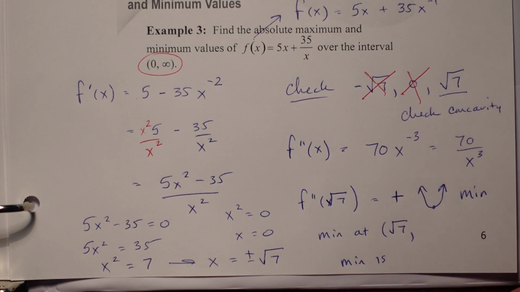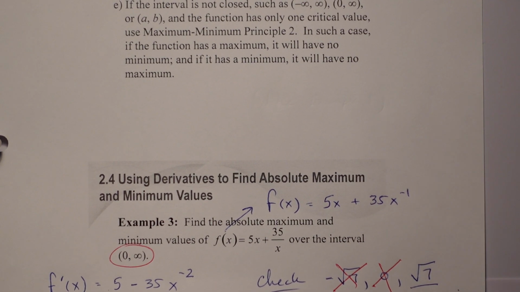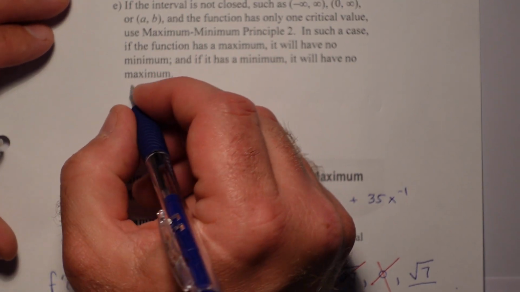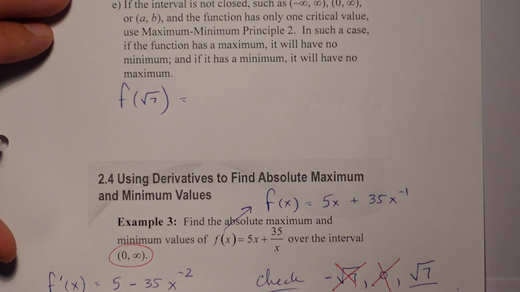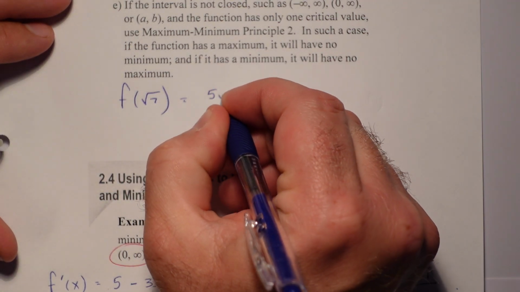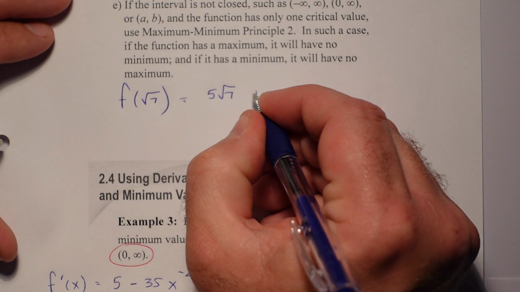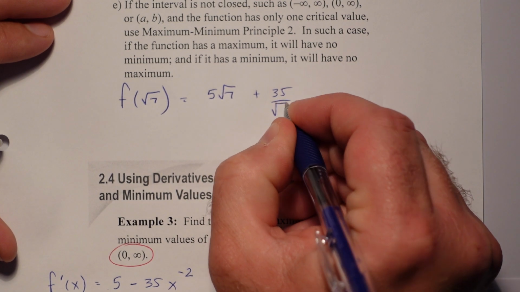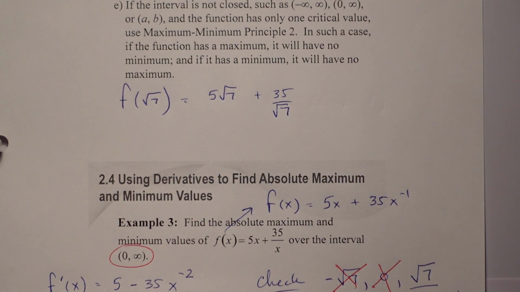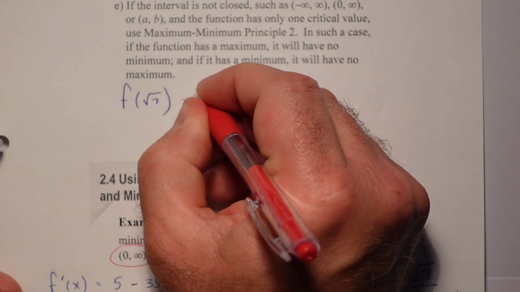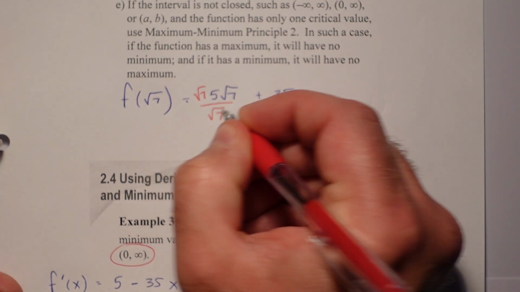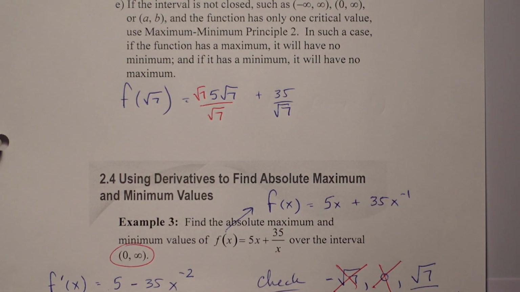There's a little bit of arithmetic involved here, so I'm actually going to come up a little bit so we have some room to do this. But we're just looking for f of square root of 7. So I'm just plugging this into the original function. That's going to give me 5 square root of 7 plus 35 over the square root of 7. And now, of course, it's time to simplify. I'm going to start by getting common denominators for these two fractions. For this first fraction, I'm going to multiply by square root of 7 over square root of 7. And then we'll simplify from there.